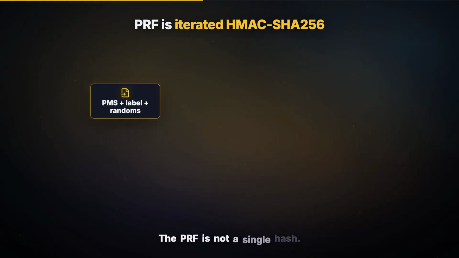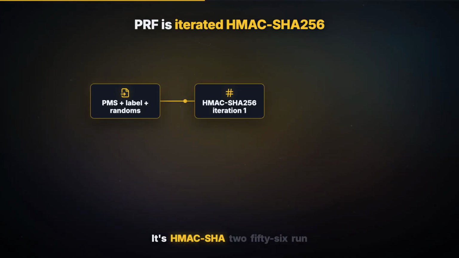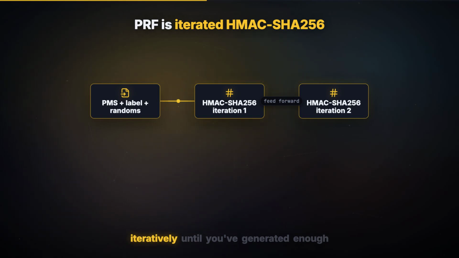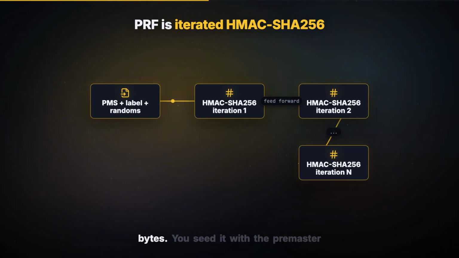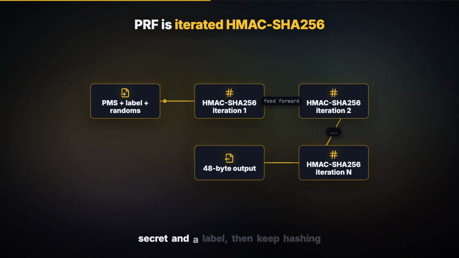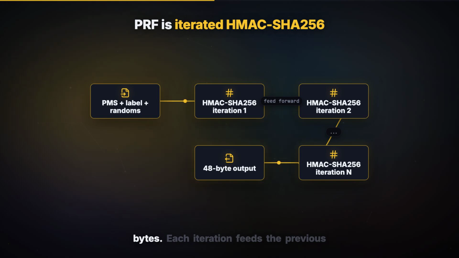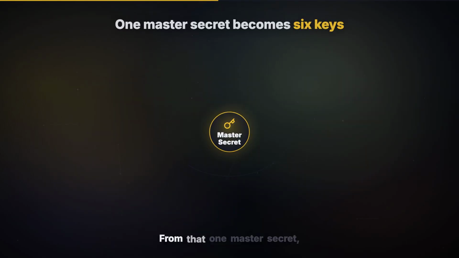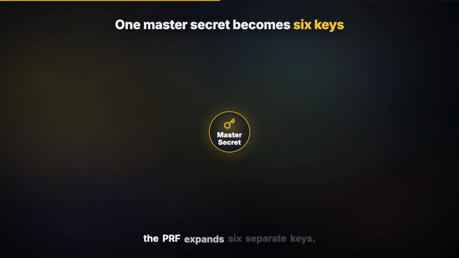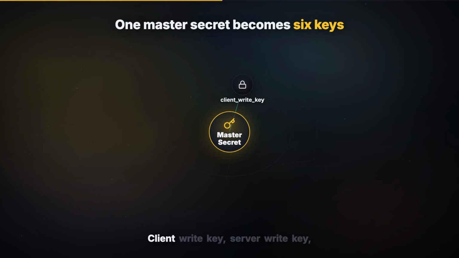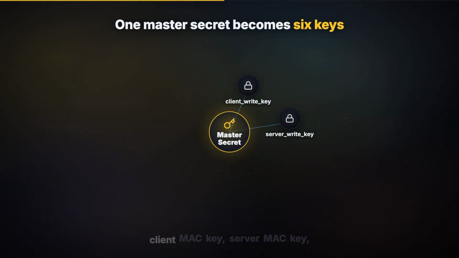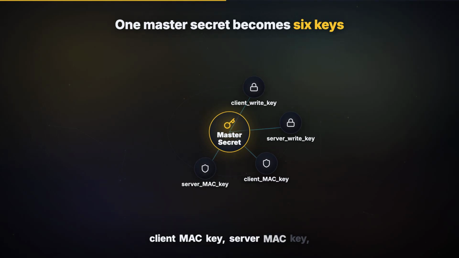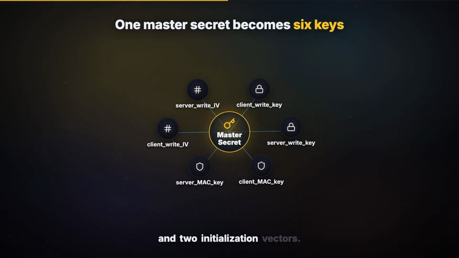The PRF is not a single hash. It's HMAC-SHA256 run iteratively until you've generated enough bytes. You seed it with the premaster secret and a label, then keep hashing until the output reaches 48 bytes. Each iteration feeds the previous output back into the hash. From that one master secret, the PRF expands 6 separate keys: client write key, server write key, client MAC key, server MAC key, and the 2 initialization vectors.